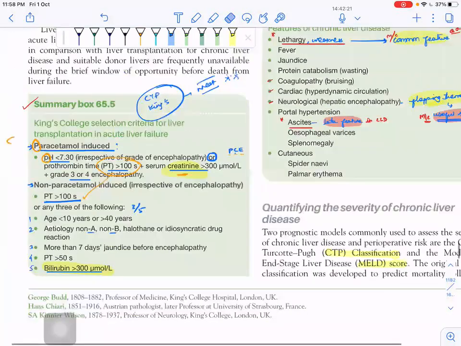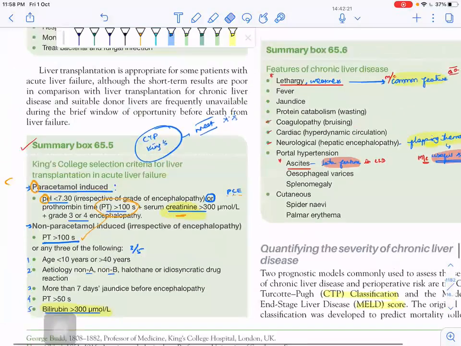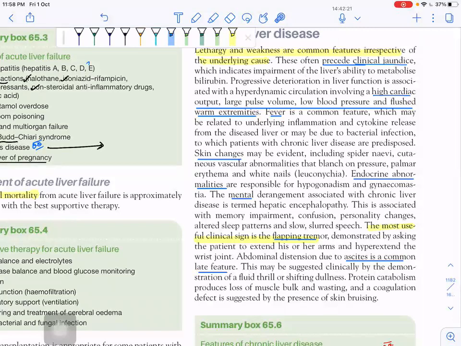Everyone knows, I think. So next, chronic liver disease. In chronic liver disease, lethargy and weakness are the common features, irrespective of the underlying cause. These often precede clinical jaundice. Other features are high cardiac output, large pulse volume, low blood pressure. The main thing is the skin changes: spider nevus, cutaneous vascular abnormalities that blanch on pressure, palmar erythema, and white nails. The white nail also comes under liver failure. These are the signs of liver failure.